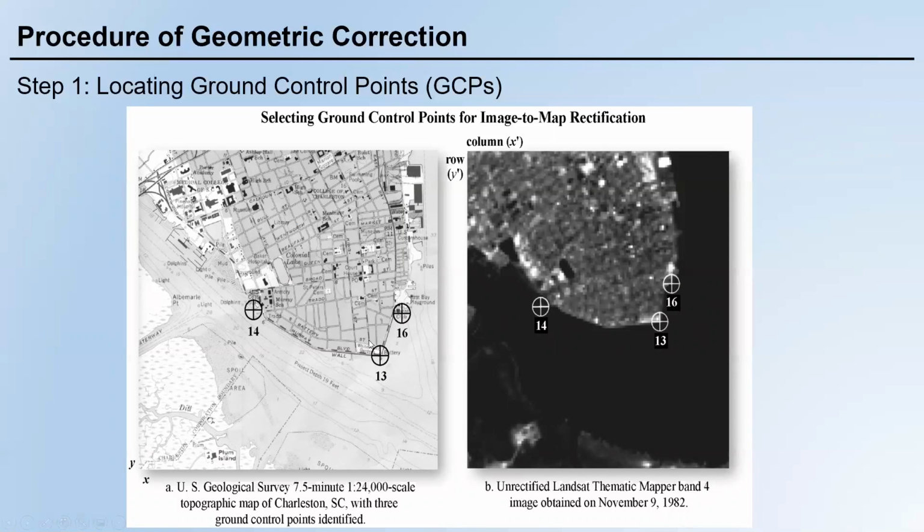Okay, and also this GCP point 13. This is the turning point of this boundary between the island and the water body. It is actually the very end of this island, right? So again, it can be easily identified in your remote sensing image. It's right here.